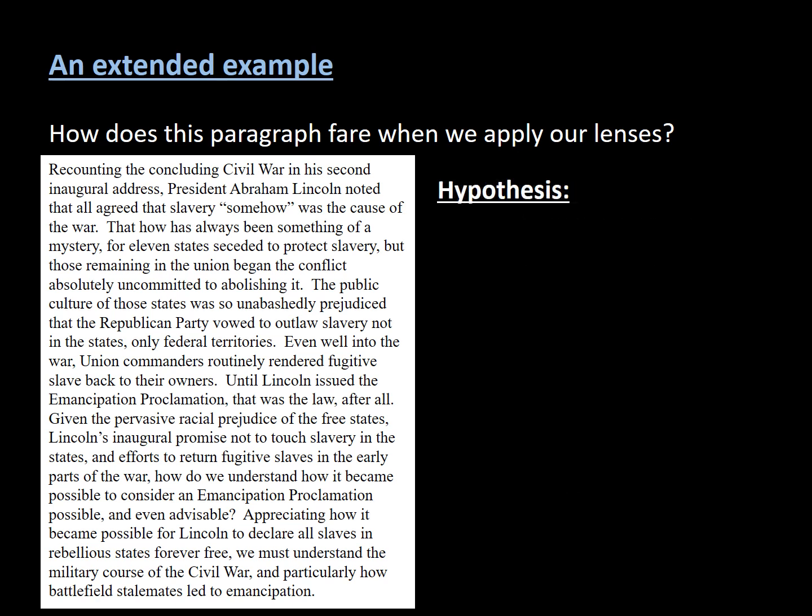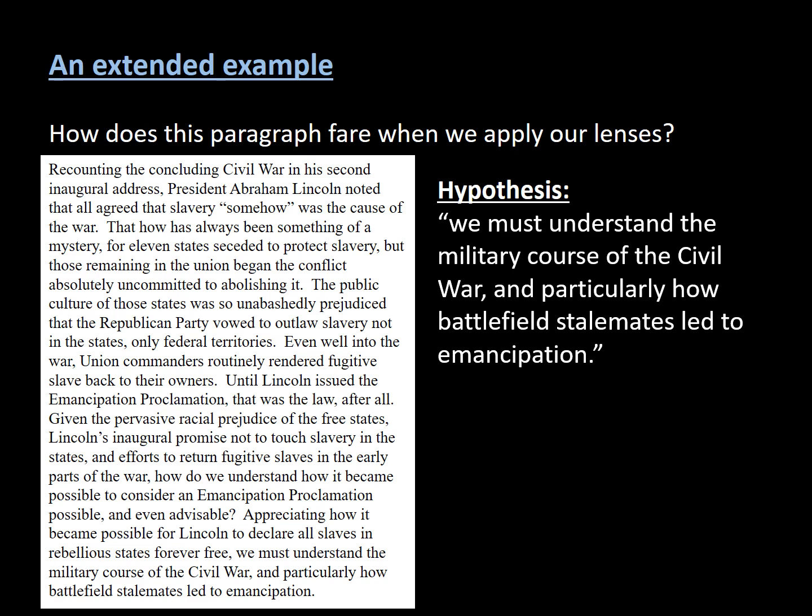And we also see a tentative conclusion or a hypothesis here, which looks like this: we must understand the military course of the Civil War. So this is the beginnings of a response. It's the hint of a thesis that the answer to this question, what solves this dilemma, is understanding something about the military fate of the war, and particularly battlefield stalemate. We have some sense of where we're going with this.